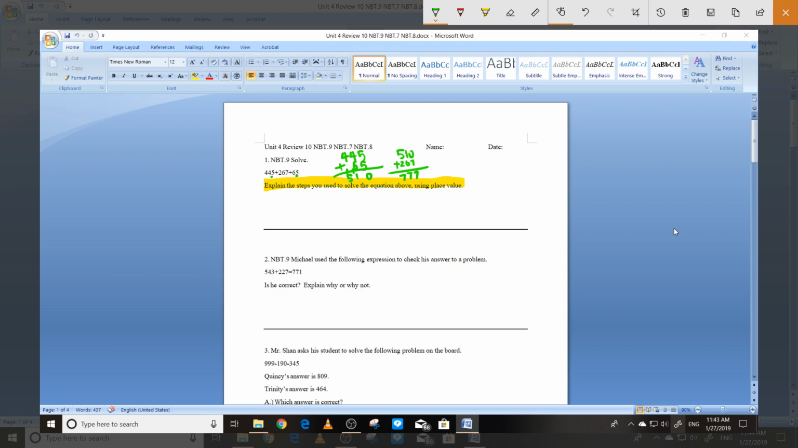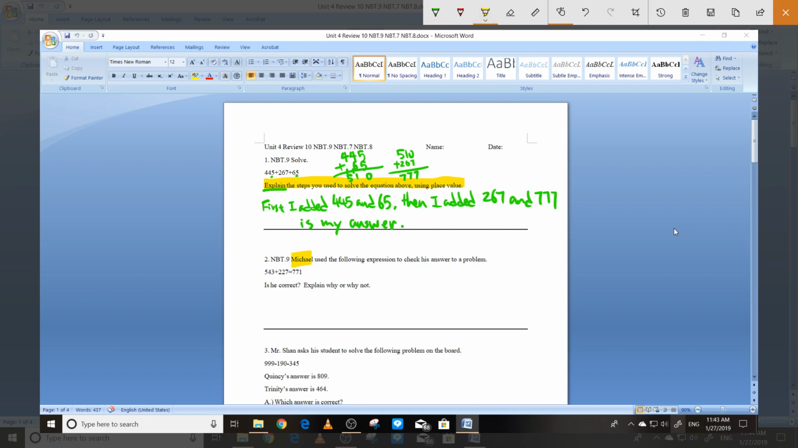Okay? So you need to explain now, because it says explain the steps you use to solve the equation. So what did we do? The first thing is, first I added 445 and 65. Then I added 267, and 777 is my answer. All right, and that's how you do number one.